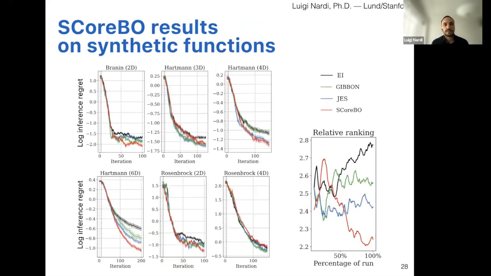So let's look at some results, and I'm running out of time, so I will go pretty quickly on this. The SCoreBO results on synthetic functions here show log inference regret in both cases. You can see that in red you have SCoreBO, and we're comparing against JES, EI, and Gibbon, which is basically MES. You get pretty good performance in terms of relative ranking. SCoreBO takes a little bit more time to learn all the hyperparameters, but after that, it really is outperforming the rest of the methods.